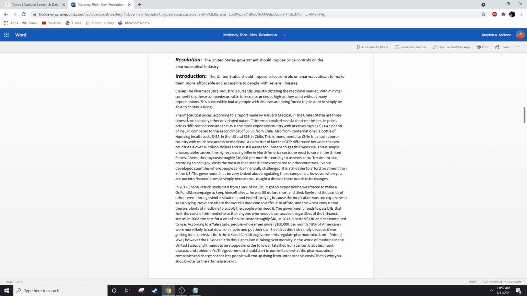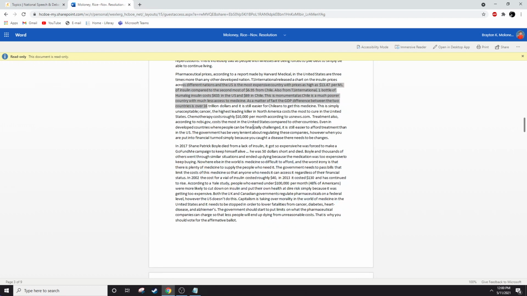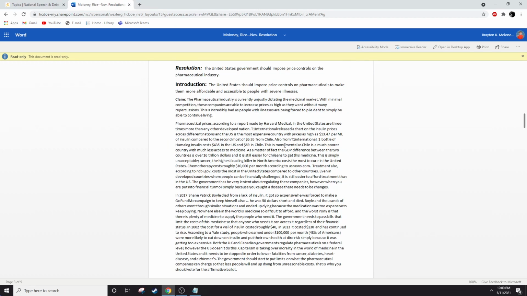Pharmaceutical prices, according to a report made by Harvard Medical, all right, we have our first source, in the United States are 3 times more than any other developed nation. All right, now we have an arguable claim. So what we would do is, for this first contention, if I can actually edit this, I cannot. But what I would do is I would name this contention unreasonable pharmaceutical prices. Simply because that's what I'm talking about. That is this claim. Throughout this entire contention, we are going to see me talking about pharmaceutical prices.